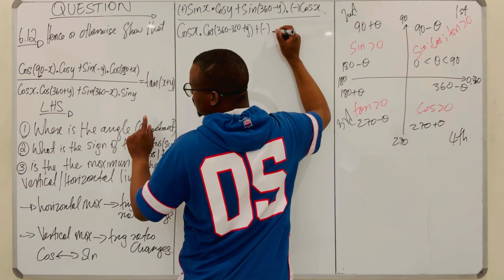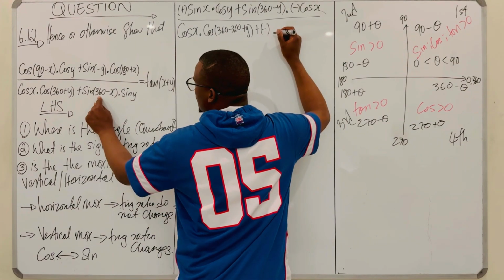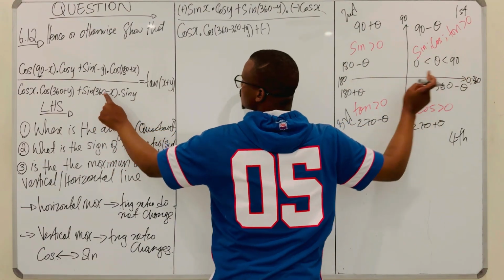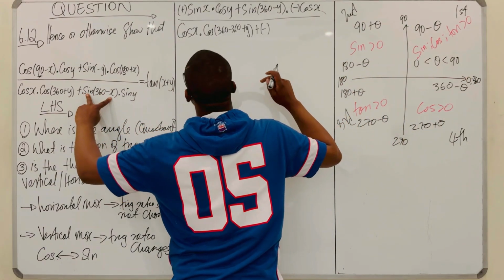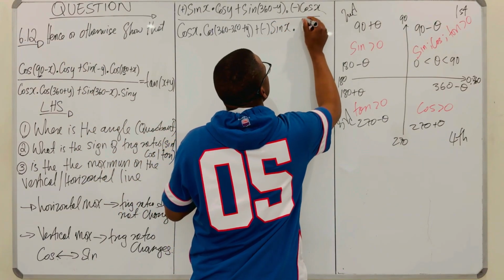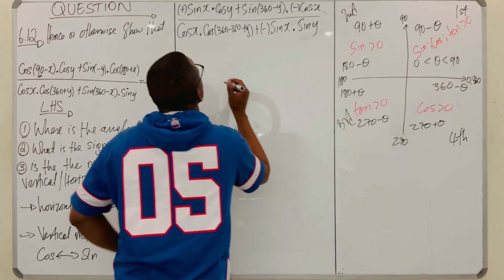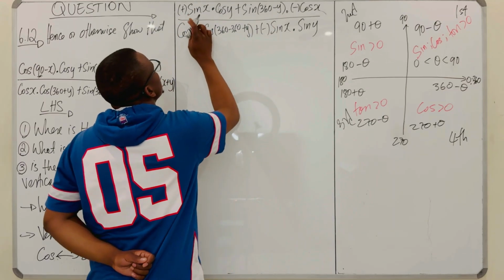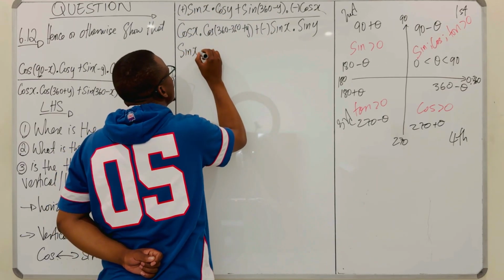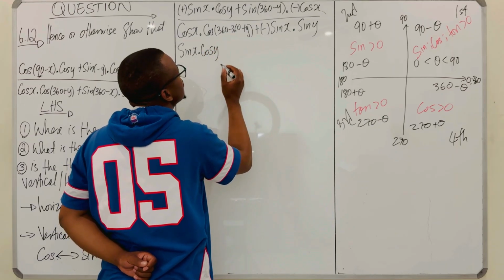So, third question: is our maximum on the horizontal line or on the vertical line? 360 is on the horizontal, so the function will not change. You just take the sign of this angle here, sine of angle x times sine of angle y. So in that case, simplify. Positive times positive, so we have sine x times cos y.